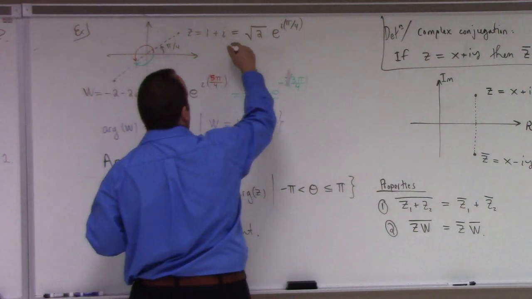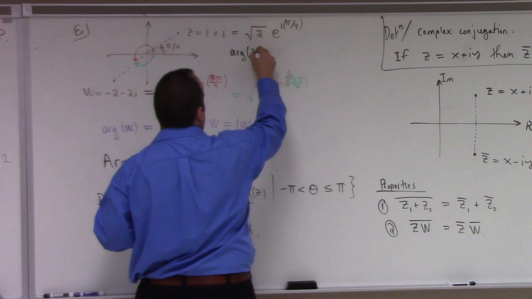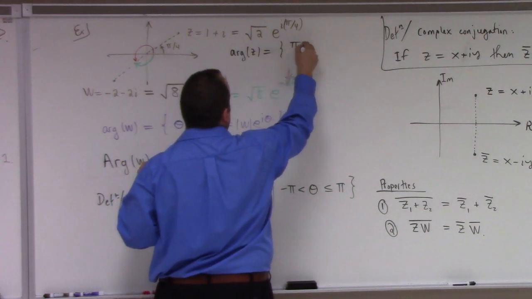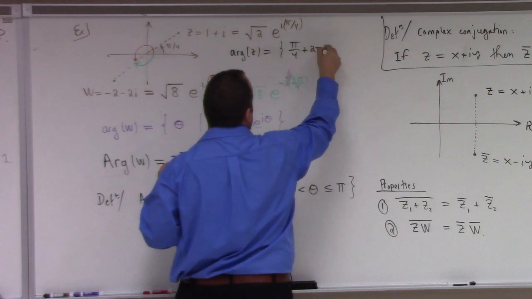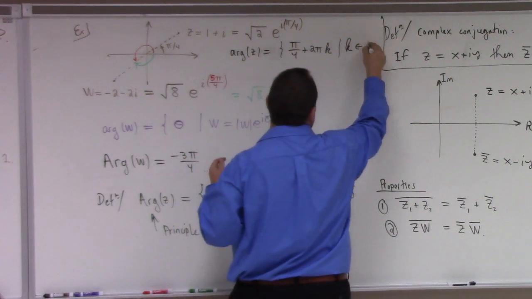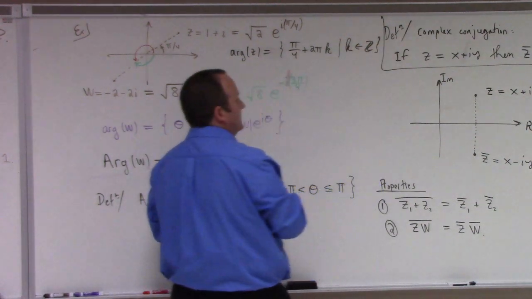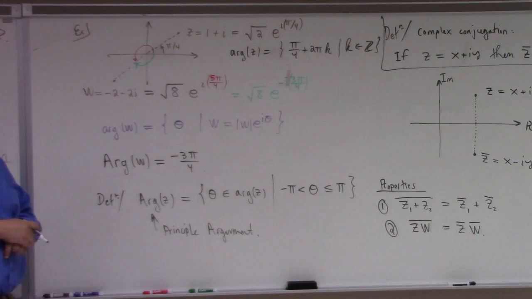So like up here, Arg z is what? It's in fact pi over 4 plus 2 pi k, such that k is an integer, right? That's some trigonometry for you right there. Well, I'm using that 2 pi periodicity to write that down, right? The principal argument of z up there is what? It's just pi over 4. This language is important. We're going to use this language a lot, all right?